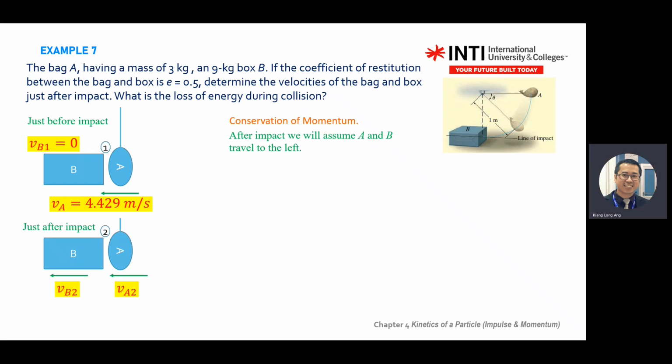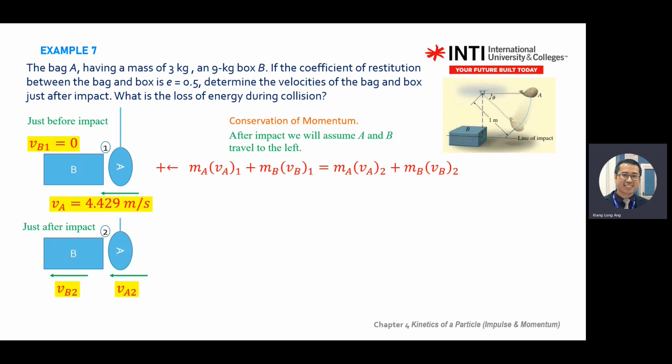Now just before, the VB1 do not move. So 0. VA1 you find just now. It should be moving this way. If you get negative, means wrong. Means it goes this way. It's wrong. Just after, this one move with one speed, this one move with one speed, and not same speed.